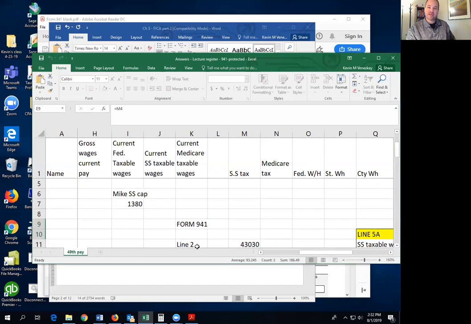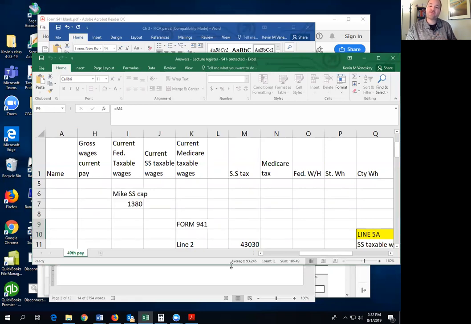Line 2, remember that's your federal taxable wages. And note that that's your federal taxable wages for this 4th quarter only. And we're filling out the Form 941 like it's the end of the year. So even though I had you do the register for the 49th pay, I wanted you to just get used to doing it. But now that we're at Form 941, we're pretending that we are at the end of the year, and we need to show what the numbers should be for the end of the 4th quarter only.